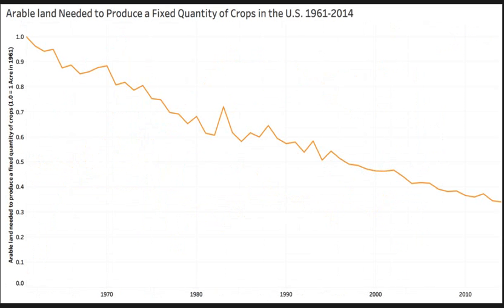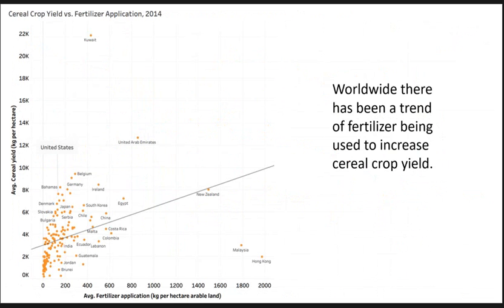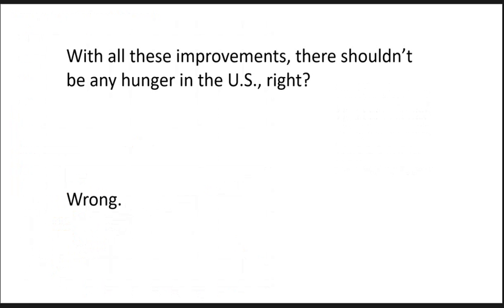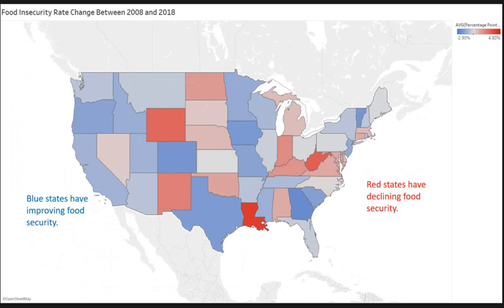Pretty straightforward. Oh yeah, none of the annotations translated, sorry. Worldwide, there's been a trend of fertilizer being used to increase cereal crop yield. With all these improvements, there should be no hunger, right? Wrong. And then bringing it into food security.